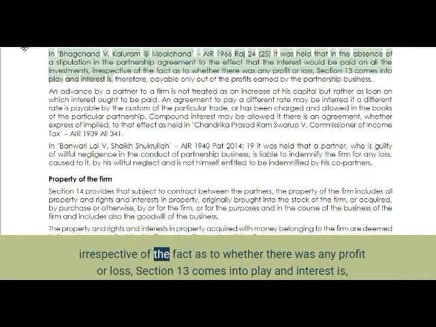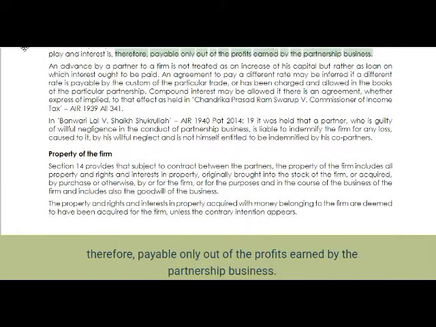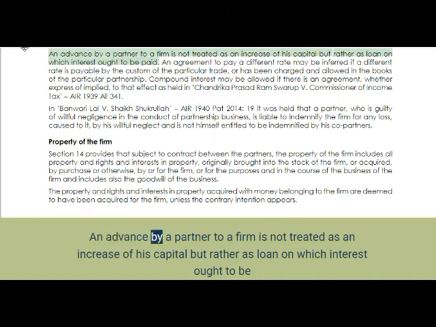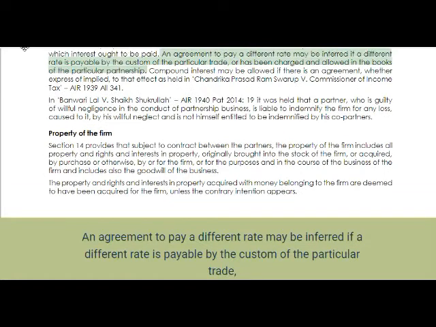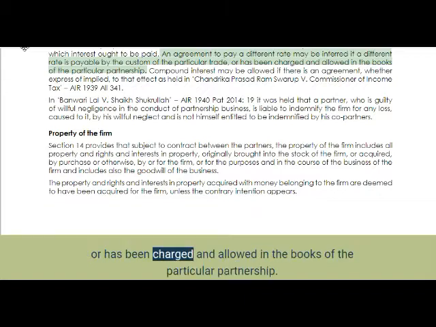Mutual rights and liabilities. Section 13 provides that subject to the contract between the partners, a partner is not entitled to receive remuneration for taking part in the conduct of the business. The partners are entitled to share equally in the profits earned and shall contribute equally to the losses sustained by the firm. Where a partner is entitled to interest on the capital subscribed by him, such interest shall be payable only out of profits.